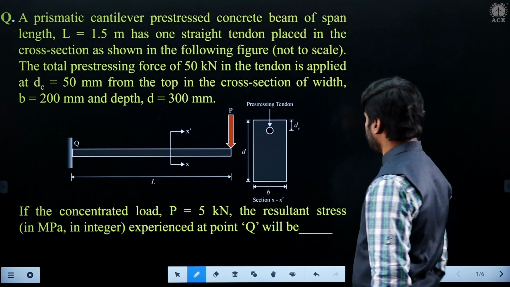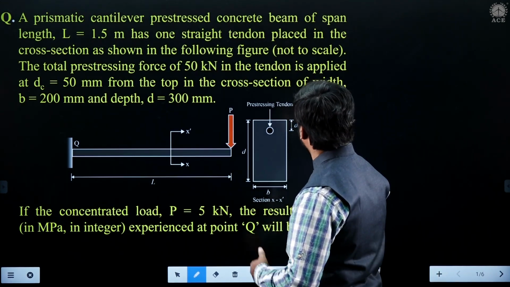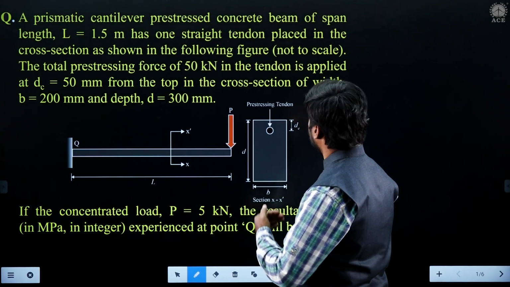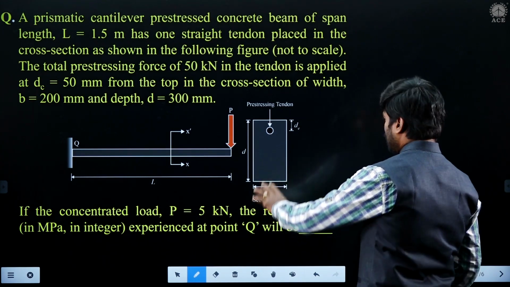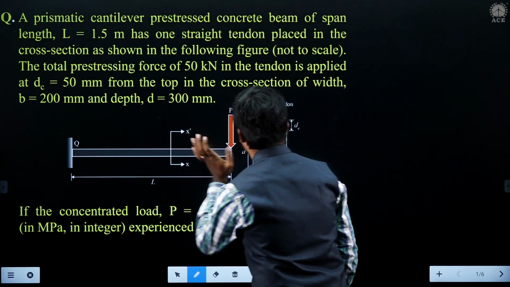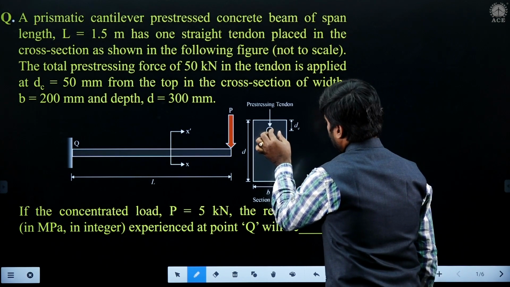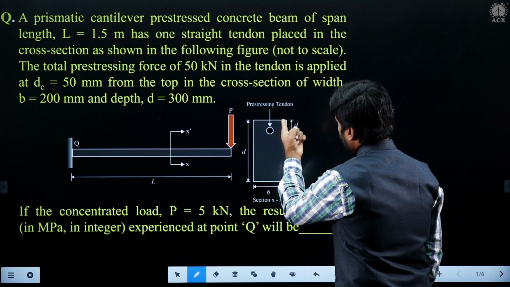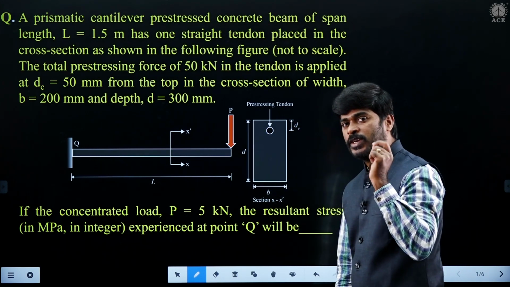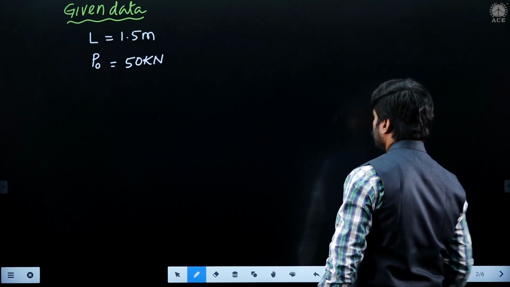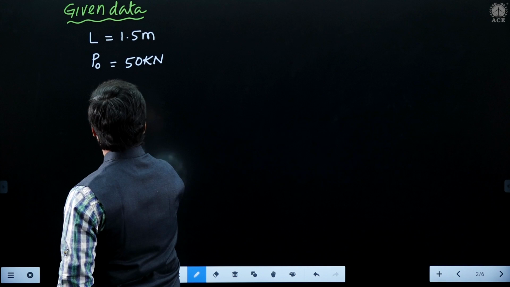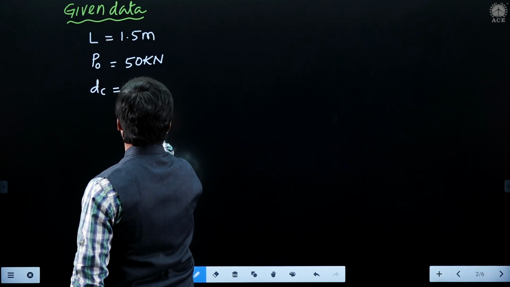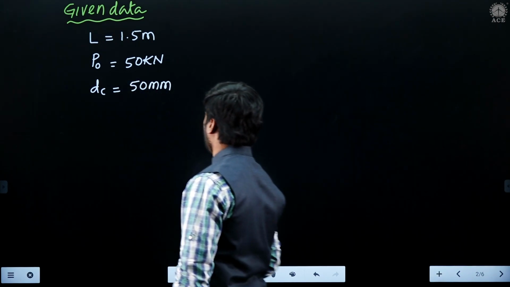The tendon is applied at DC 50 mm from the top in the cross section. You can see this is the cross section of the beam at section XX, where they are keeping this tendon from the top fiber at a distance of 50 mm. From the top fiber, at a distance 50 mm. Say it is DC, 50 mm.